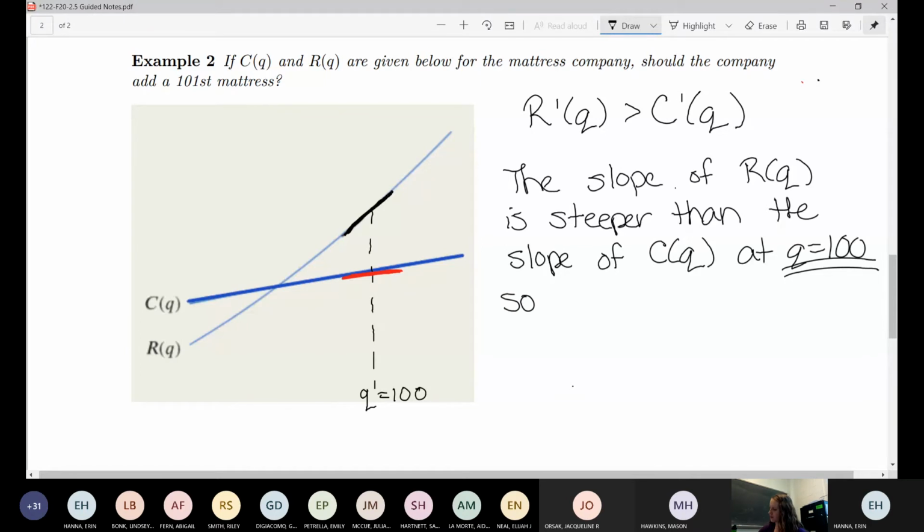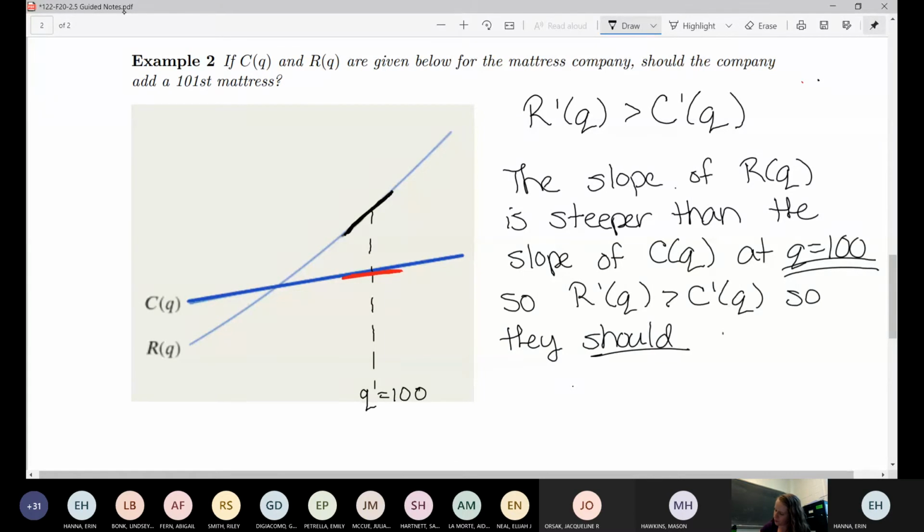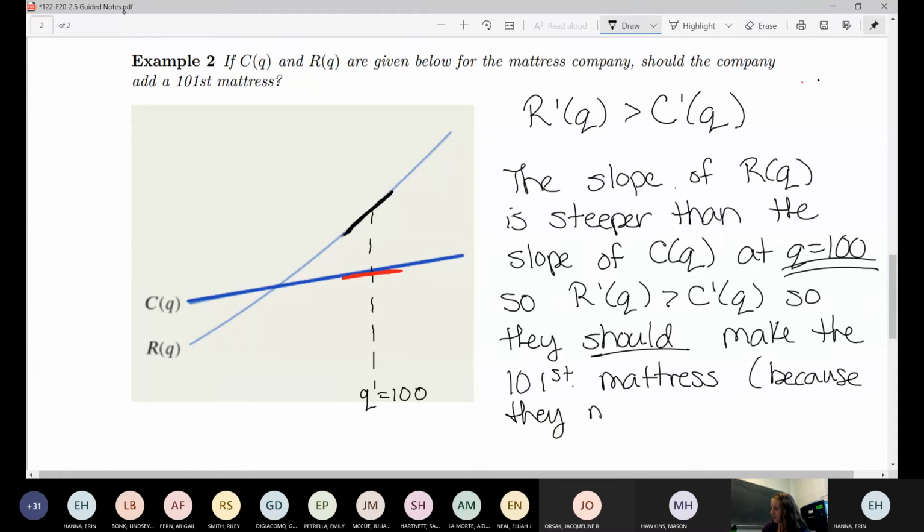So where am I going with this? The slope is steeper than that. So R prime of Q is greater than C prime of Q. So they should make the 101st mattress. I'll put in parentheses because they make more money, just in case that wasn't clear. If marginal revenue is greater than marginal cost, then they essentially have made more profit than they were making before. And that's what we really care about here.